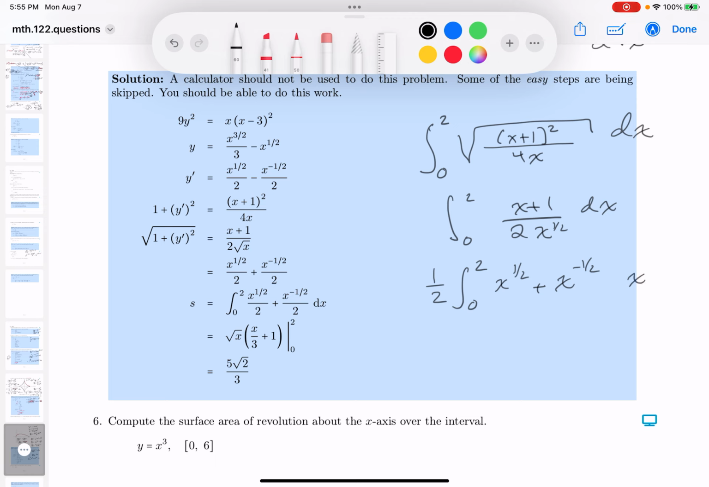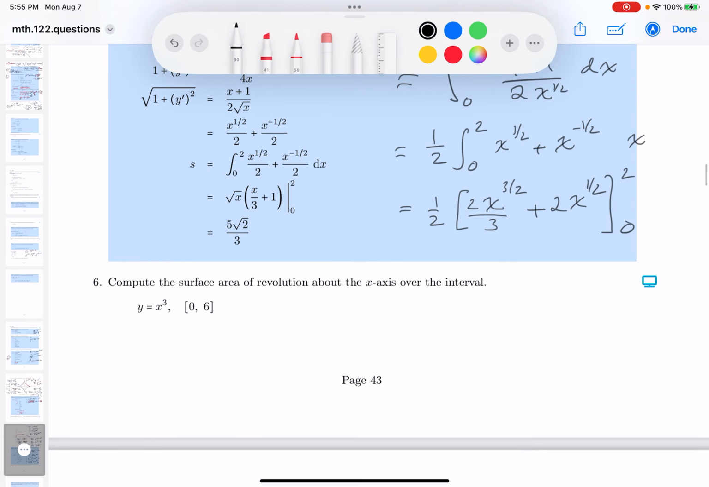All right? What do you do now? I guess I could integrate that. It doesn't look bad. It really doesn't. So 1/2. Let's see, x, I have increased it by 1, so 3/2. Divide by 3/2, multiply by 2/3. Plus x, increase the x amount by 1, that's 1/2. Divide by 1/2, or multiply by 2. Limit of integration from 0 to 2.